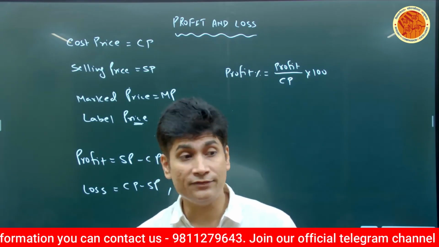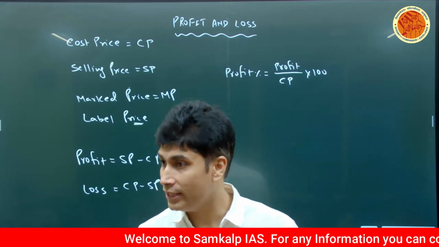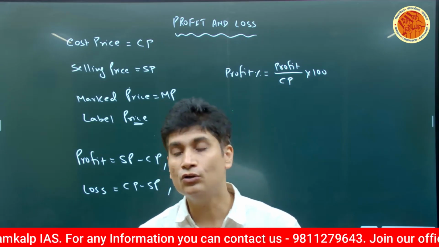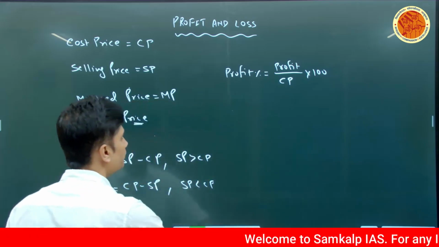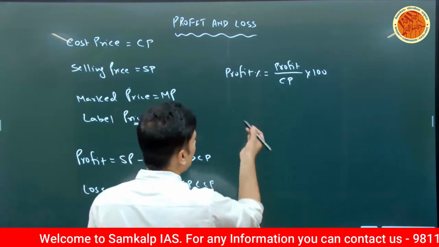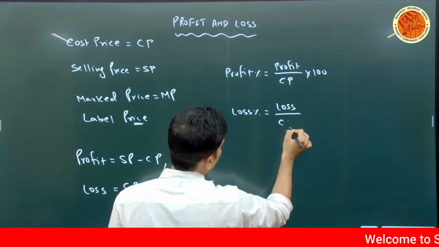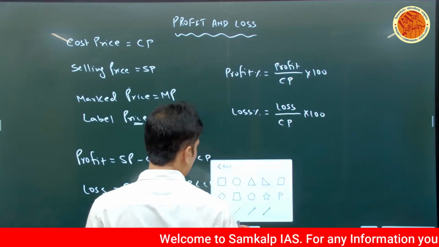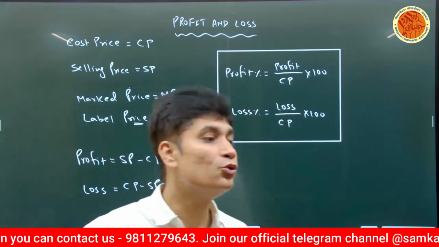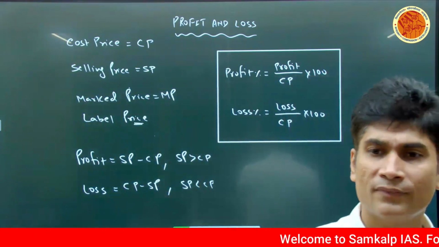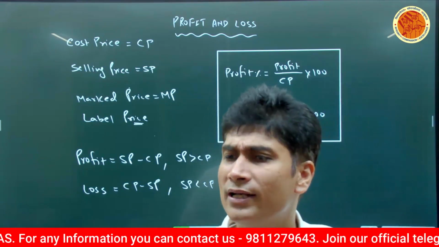But if they desire to find the profit percent or loss percent on selling price, they will write it in the question. So if nothing is written, then cost price; if written, then selling price. Okay, so profit percent is equal to profit upon CP into 100, and loss percent is loss upon CP into 100. So these are basic things that you used to learn in your school days. That's why we have revised it, but we won't directly use it.